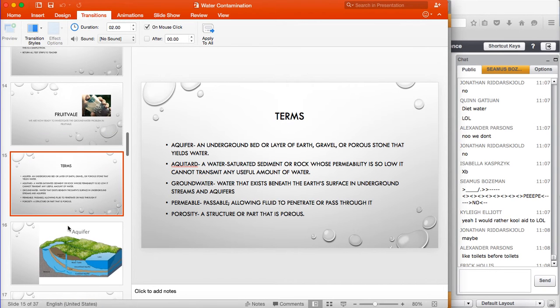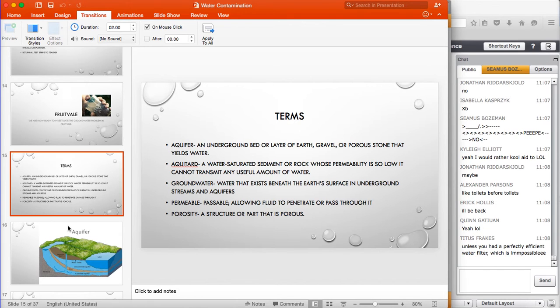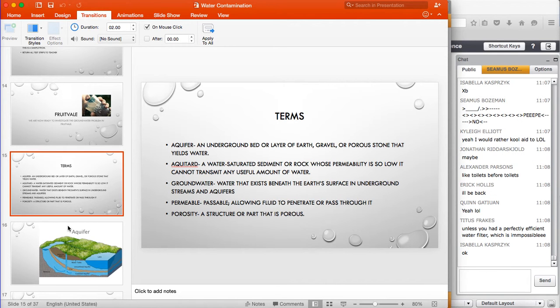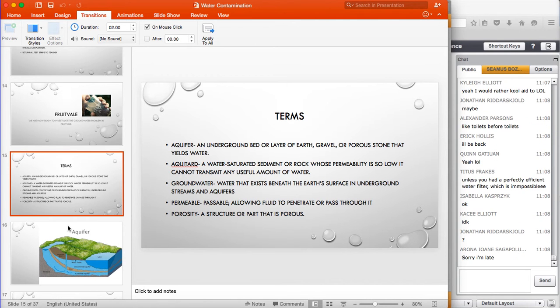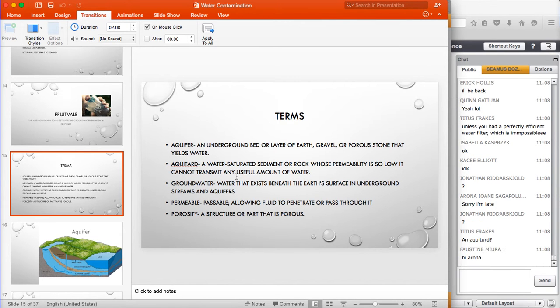All right, so here's some terms I want to go over. It doesn't have nice, pretty transitions, so I'm just giving you the whole slide one time. An aquifer. What is an aquifer? An aquifer is a bed or layer of the earth, it's gravel or porous stone that yields water. An aquitard is a water-saturated sediment or rock whose permeability is so low it cannot transmit any useful amount of water.